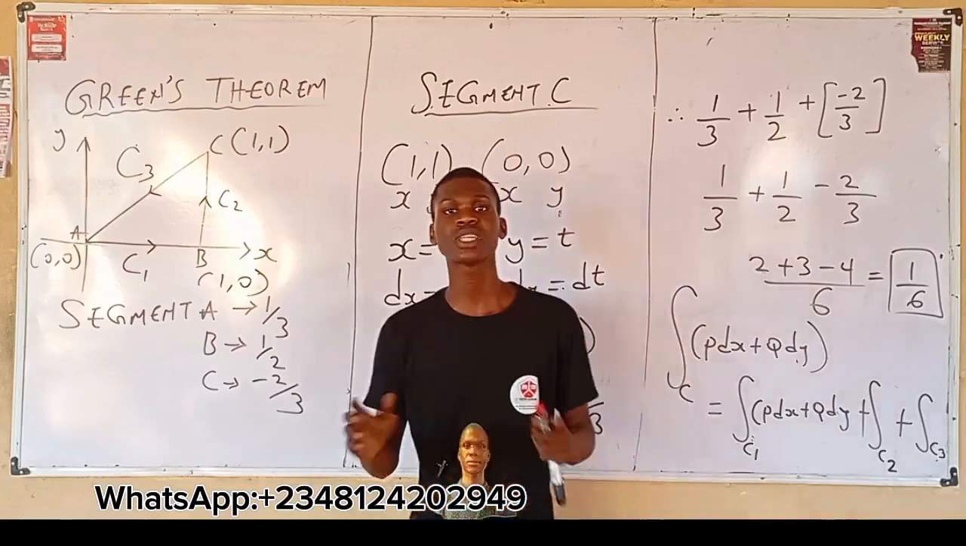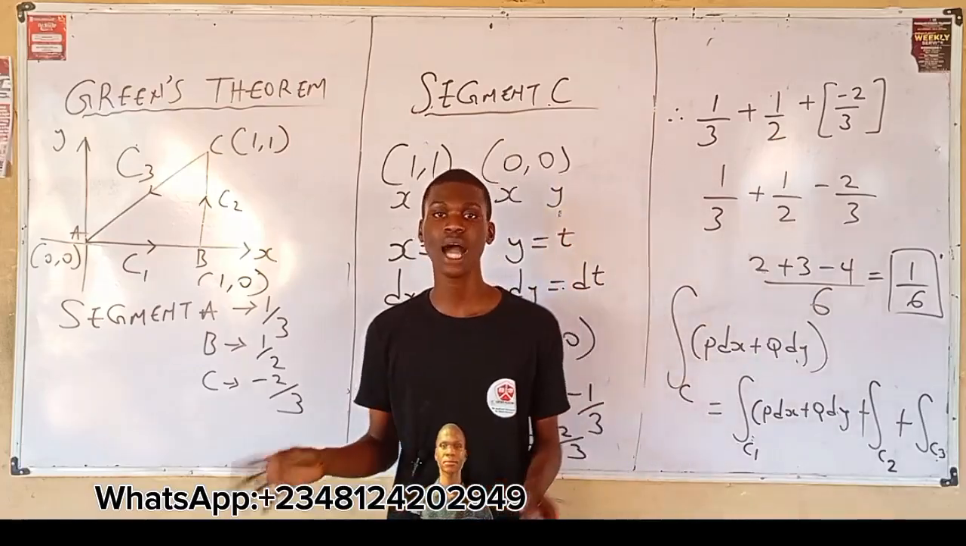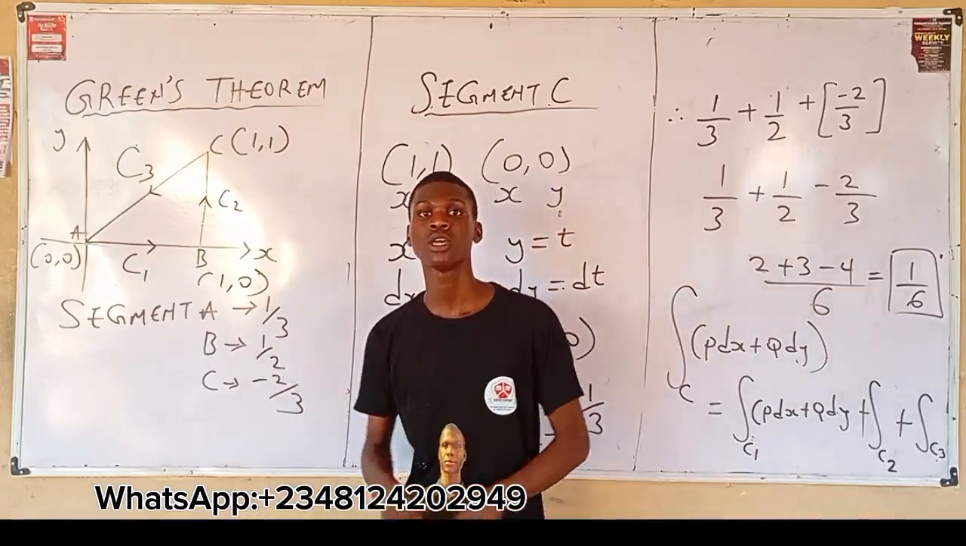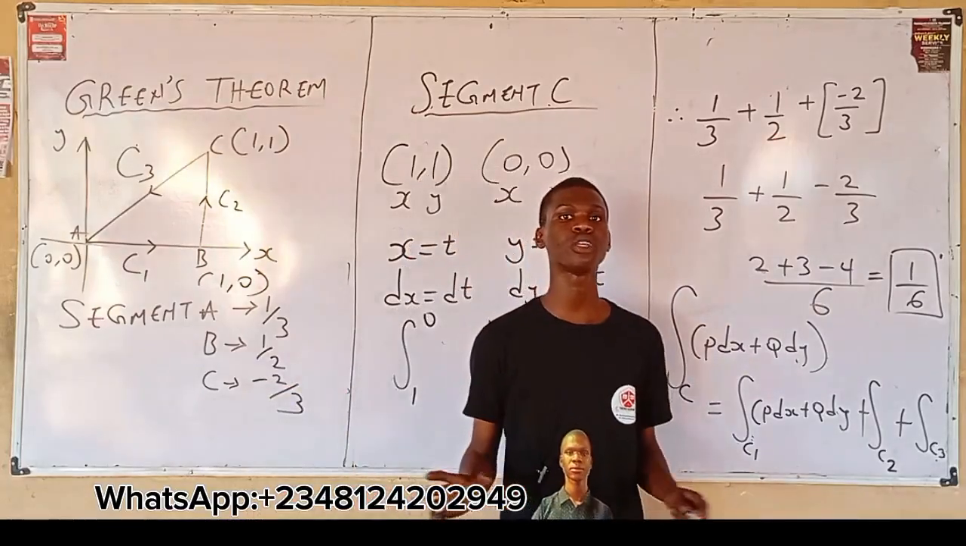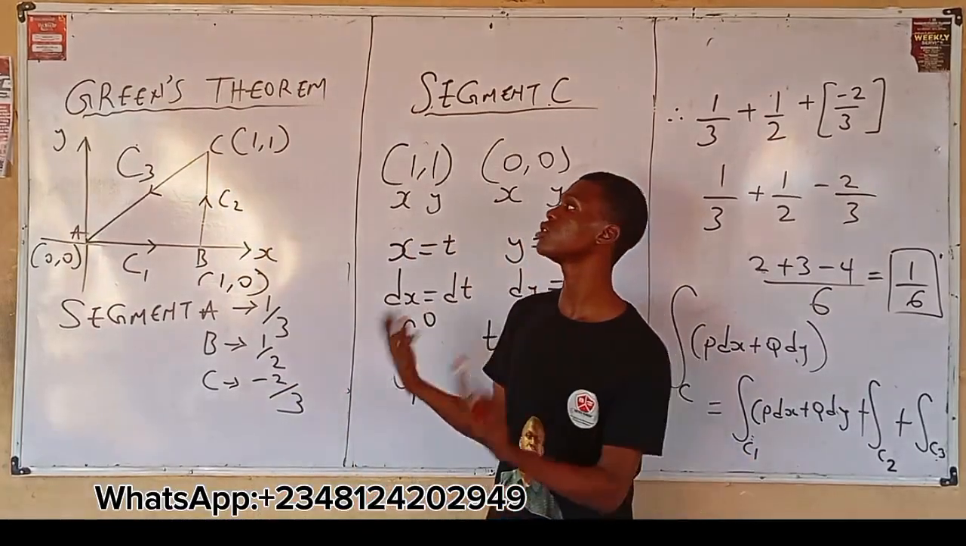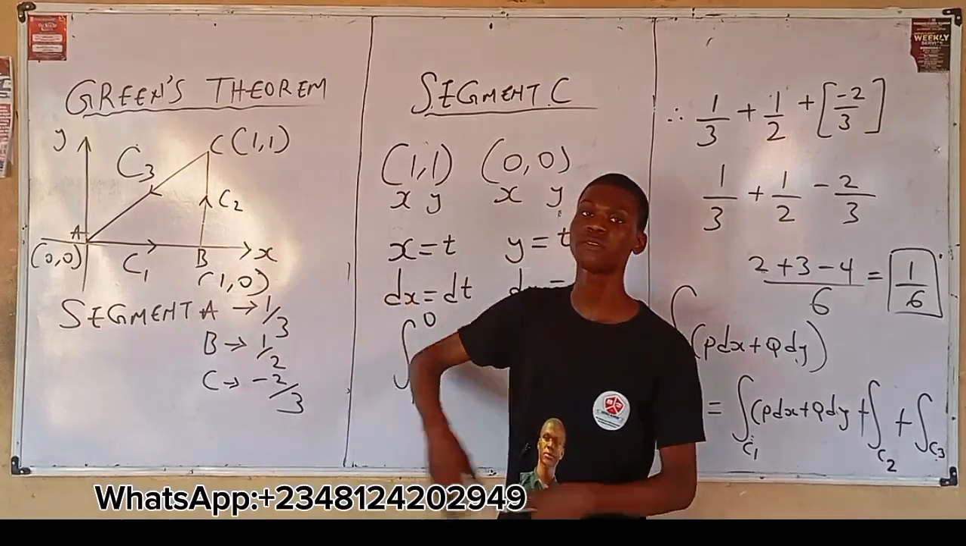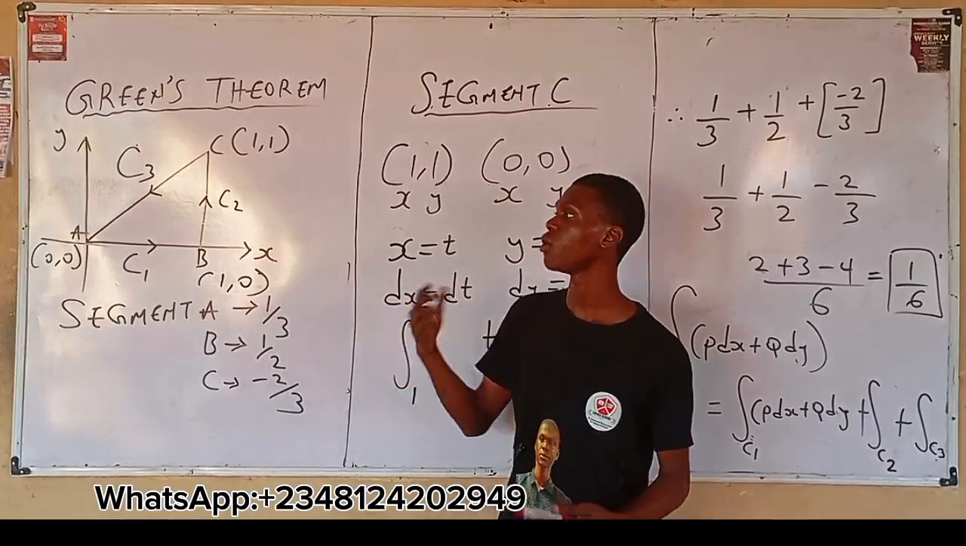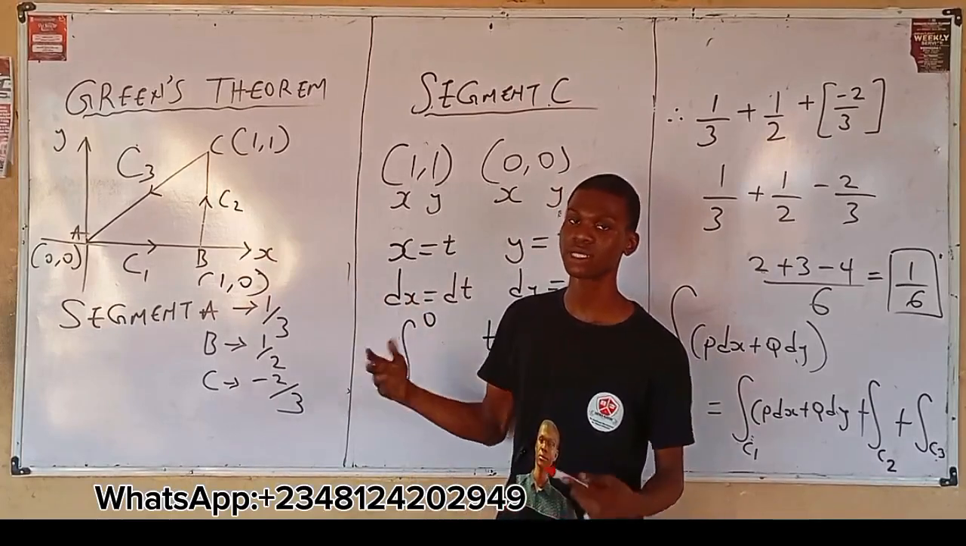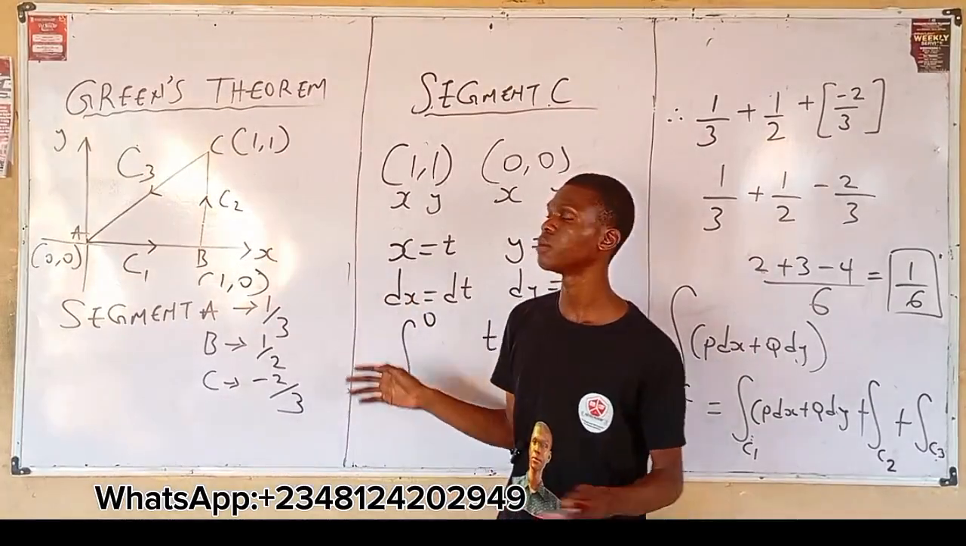So now, you've seen that you can use different approaches to solve Green's theorem. You can use the formula method, which is what we call parameterization, and you can use the shortcut method, which is actually easier. From your graph, you determine the function of x and y for each segment you have.